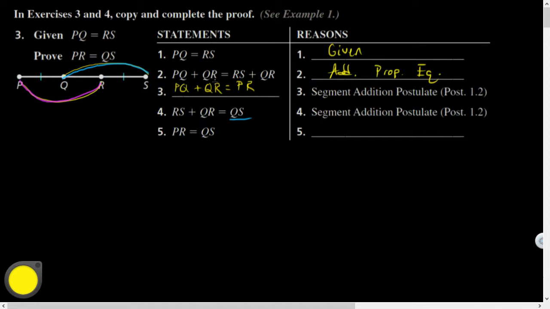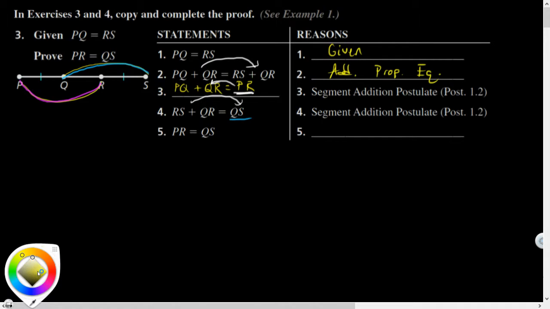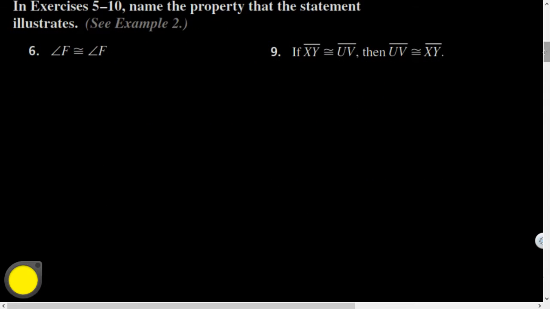And then I could combine those, and how could I have gotten to this point? All right. PR is equal to this, which is equal to that, which is equal to this, and therefore PR is equal to QS. That looks like transitive to me. That's a train of equality. So transitive property of equality. There we go. All right. There we are.